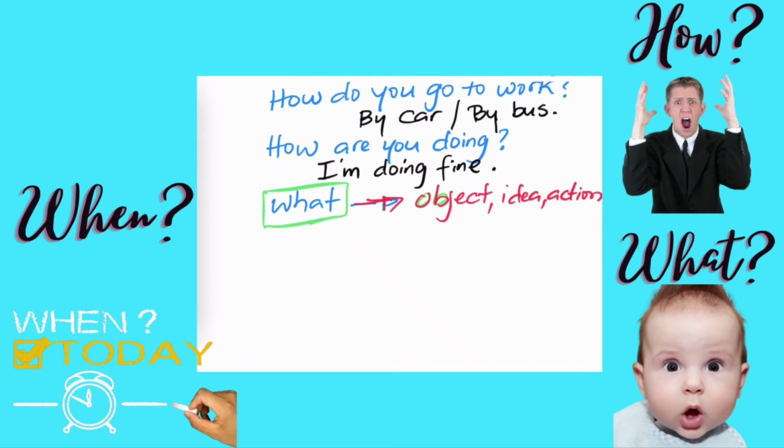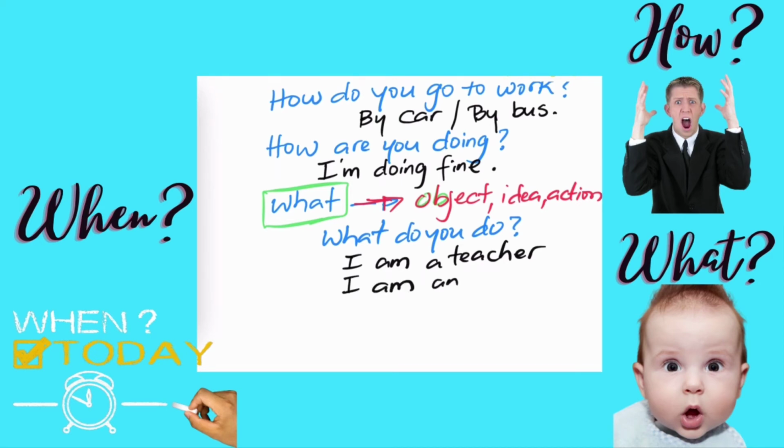For example, what do you do? So I will answer, for example, I am a teacher. Or she will answer, I am an engineer. Another one will answer, I am an architect.